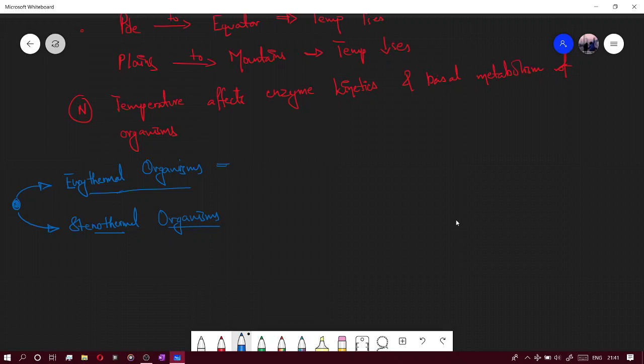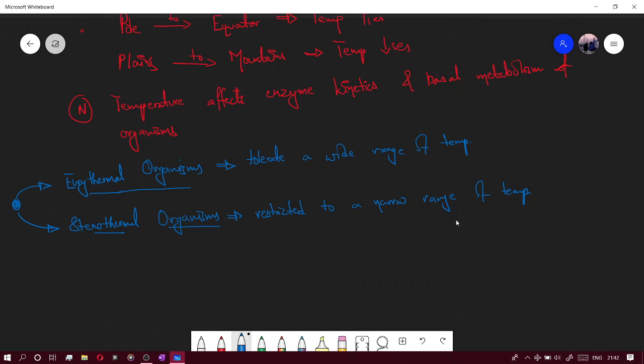Eurythermal organisms are organisms that can tolerate a wide range of temperature, and stenothermal organisms are restricted to a narrow range of temperature. So eurythermal organisms can adapt to a wide range of temperatures, but stenothermals can adapt only to a short range of temperature. Yes, so that is it.